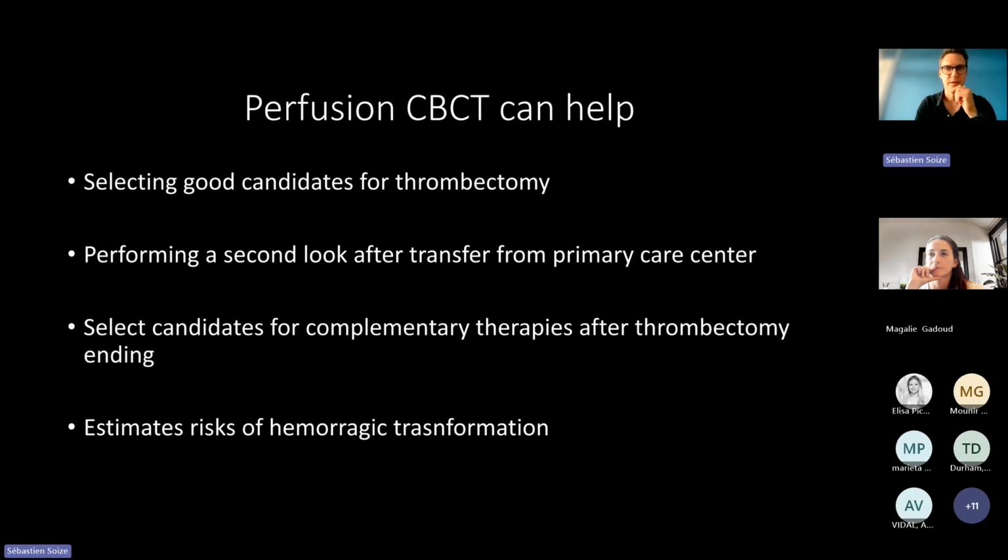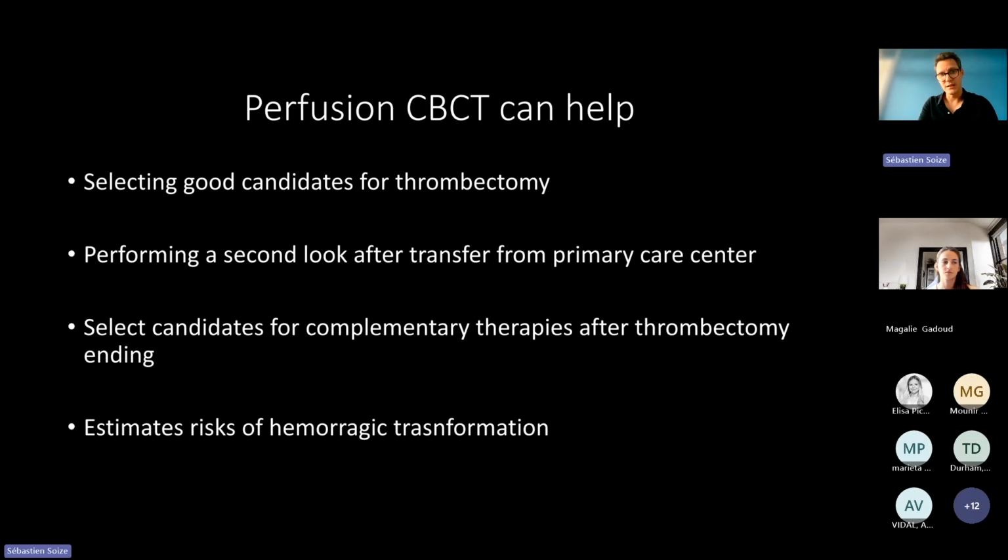So the perfusion CBCT can help you in selecting the good candidates for thrombectomy, replacing your standard perfusion protocol on CT or MR. But you can also have a second look at your patients. It's very interesting. We are treating patients in Reims that sometimes come from 150 to 200 kilometers, so the time of transfer is largely more than 1 hour, and it's super interesting to have a second look before treating the patient, especially after thrombolysis.